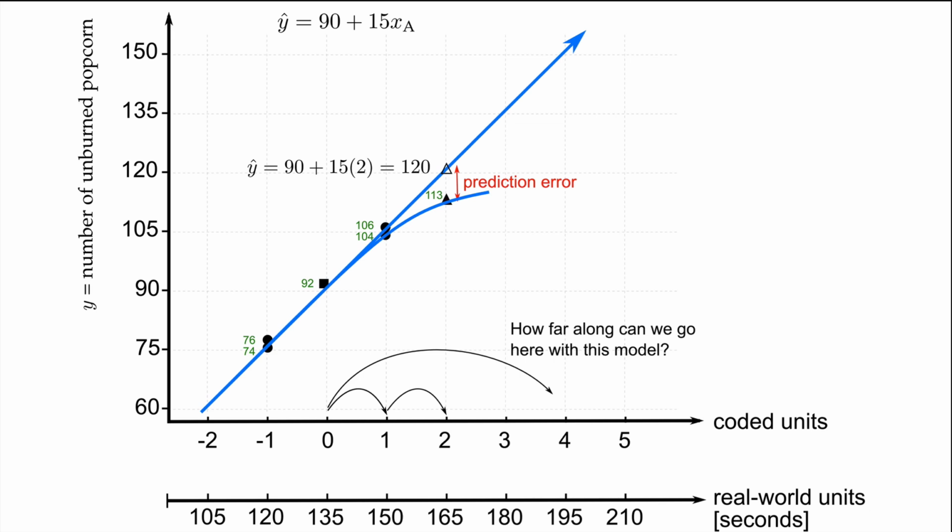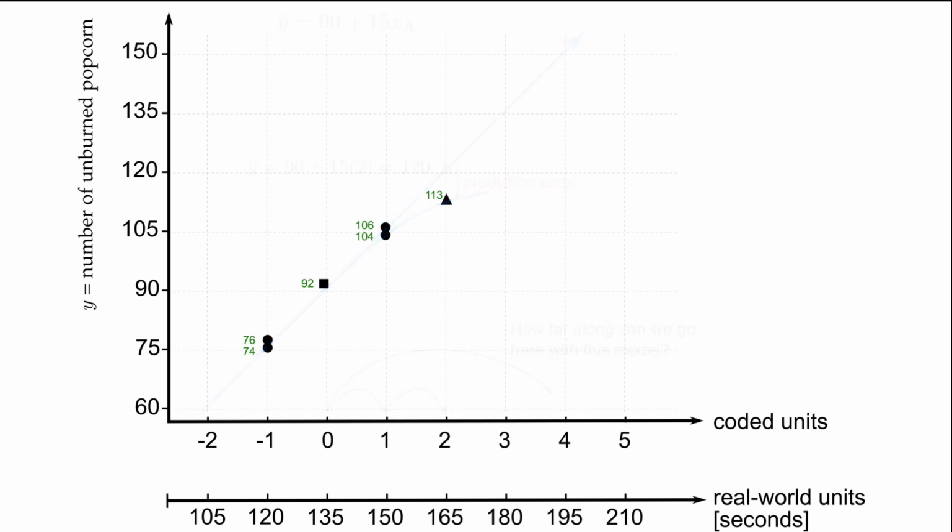I'm going to ask you to pause the video here. And using the experimental data points available to you so far, where would you predict the optimum lies? At what value of xa will you get the most popcorn?